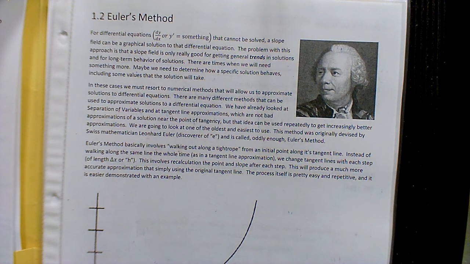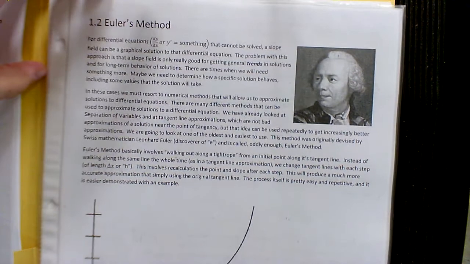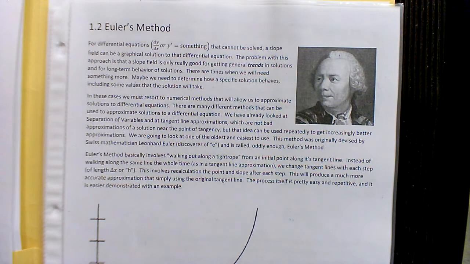Alright, let's go ahead and open up to page 19. We're going to start our next section today. Euler's method. Maybe you've heard of him before, maybe you haven't. But we're going to see who this lovely lovely person is on your paper.